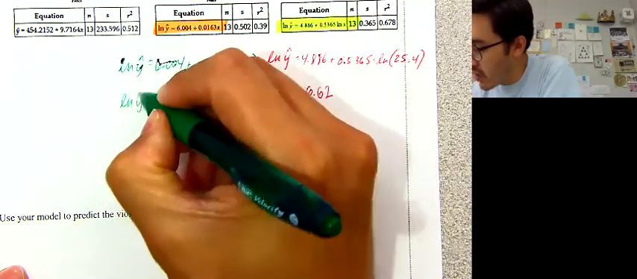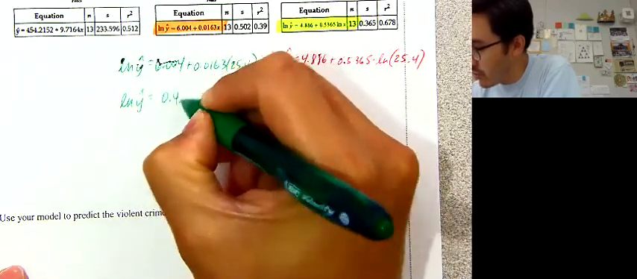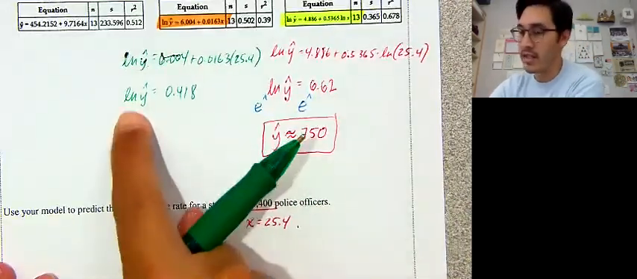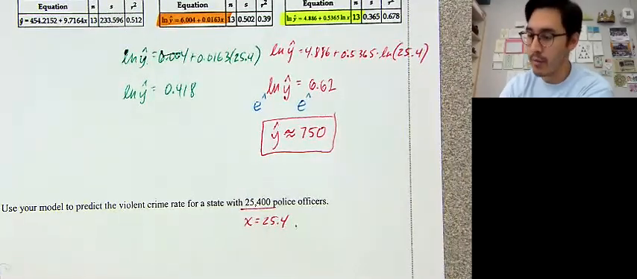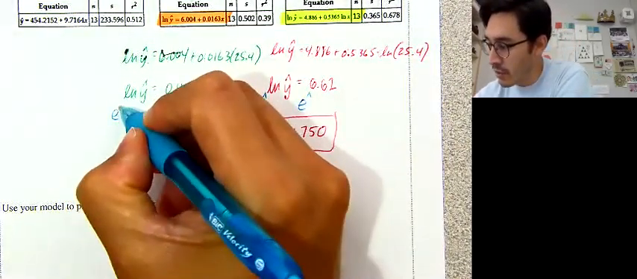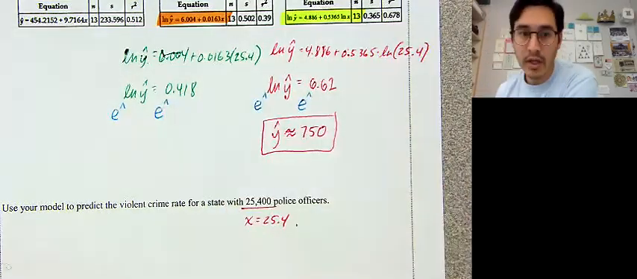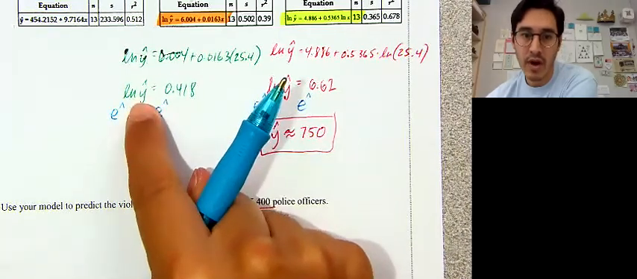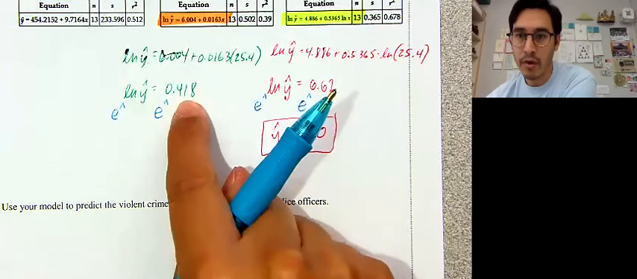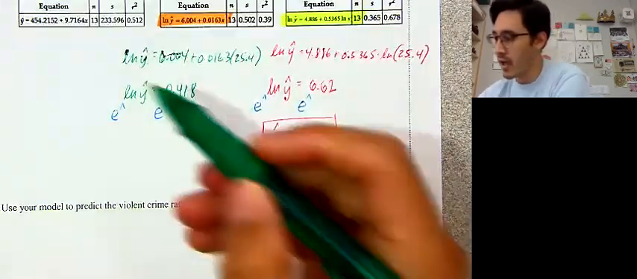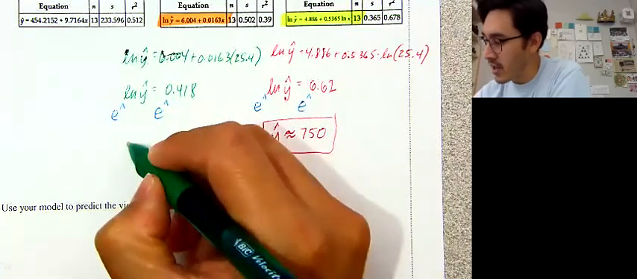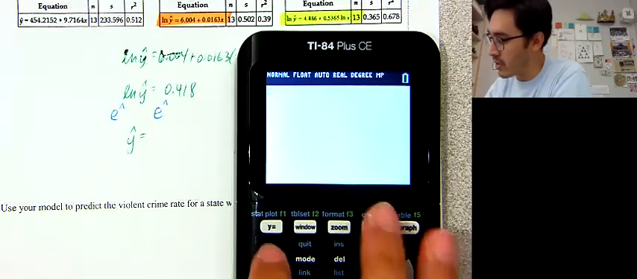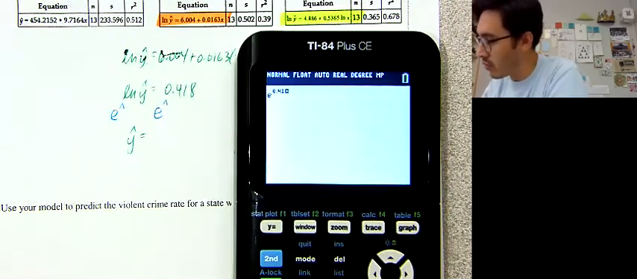So the natural log of y hat equals 0.418. Okay, and then like what we had to do with Model 3, to get rid of the natural log, we're going to use an inverse operation. Okay, so I'm just going to put a base e below each expression, right? So this is my caret symbol. So what I'm trying to write is e raised to the natural log of y hat, e raised to the value 0.418. Okay, so these are inverse operations, so they cancel each other out. We get y hat, and then we'll use the calculator to do e raised to the 0.418.